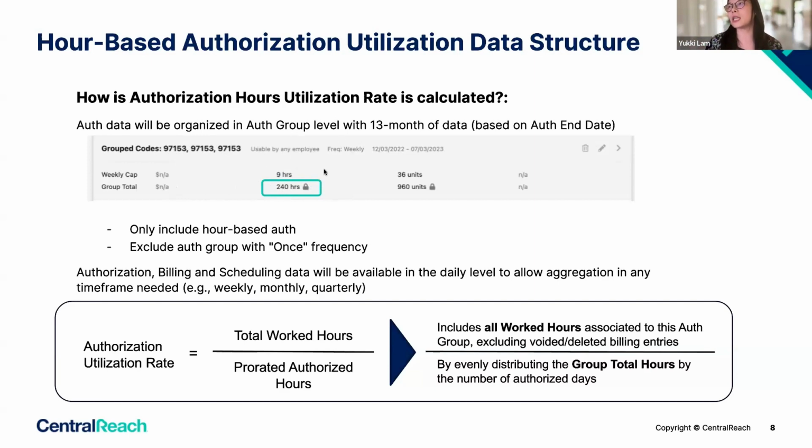The reason is, as I mentioned before, we basically take this number divided by the number of days that you have in this authorization and evenly distribute it. So that becomes the key number that we're looking for.